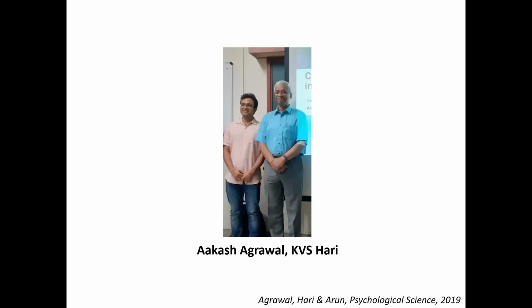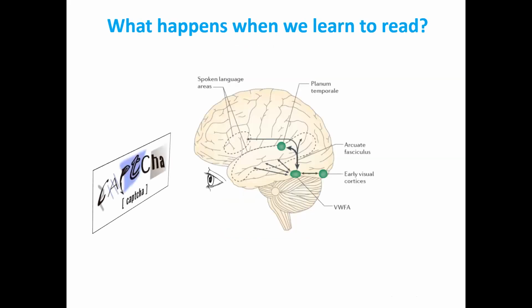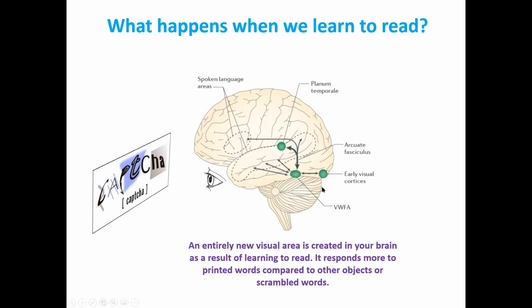There's a series of studies that have come out from Akash's work, and I'm going to only talk about one of them. I don't need to tell this audience that when you're learning to read, an entirely new brain area is created in your brain as a result of learning to read, and it responds more to printed words compared to other objects or scrambled words. All of you know this. But there's still a question about what's happening to letters as you learn to read, and this is what we wanted to investigate in our studies.